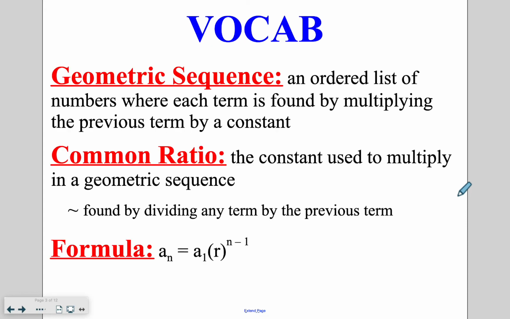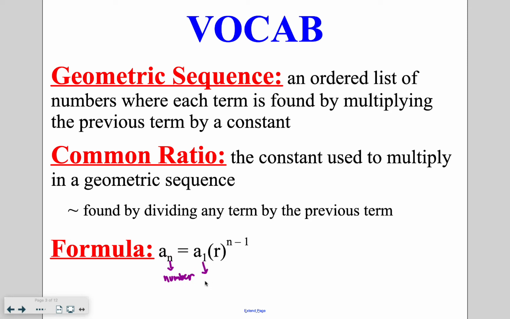So a geometric sequence is an ordered list of numbers where we find each term by multiplying by a constant. That constant is called the common ratio, and it can be found by dividing any two terms that are next to each other. The formula for our geometric sequence is a_n equals a_1 times r to the n minus 1 power. This n stands for any number, so any term within our sequence.